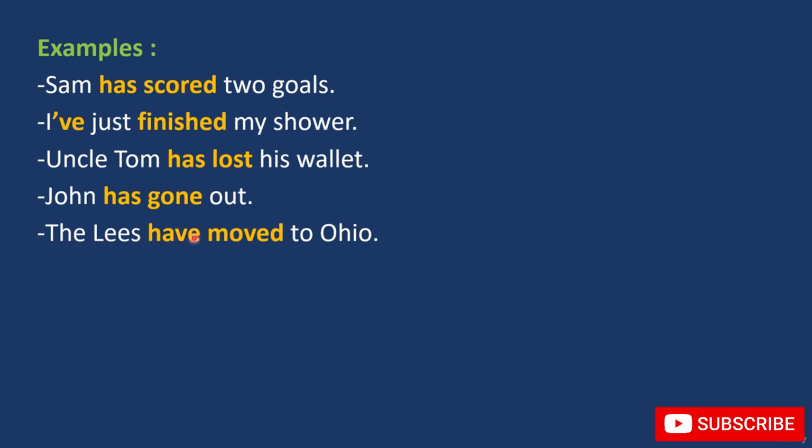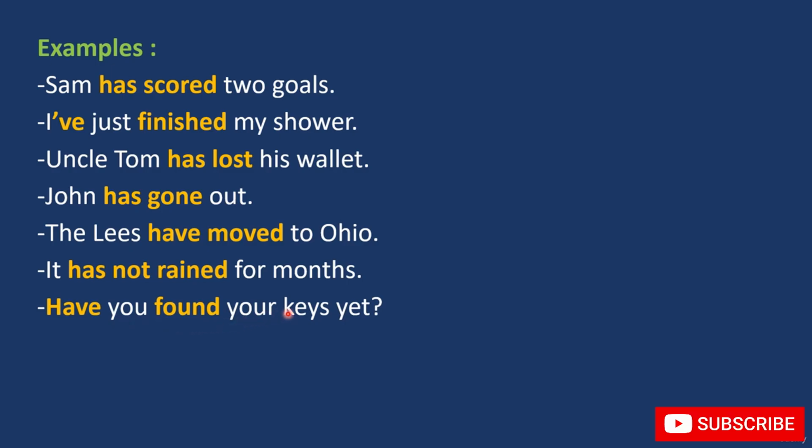The Lees, this is the Lees family. The Lees have moved to Ohio and till now they are there. It hasn't rained for months. Till now it's still dry, no rain. So again we use have or has plus past participle to express something happened in the past. Till now it has effect. It has no change.